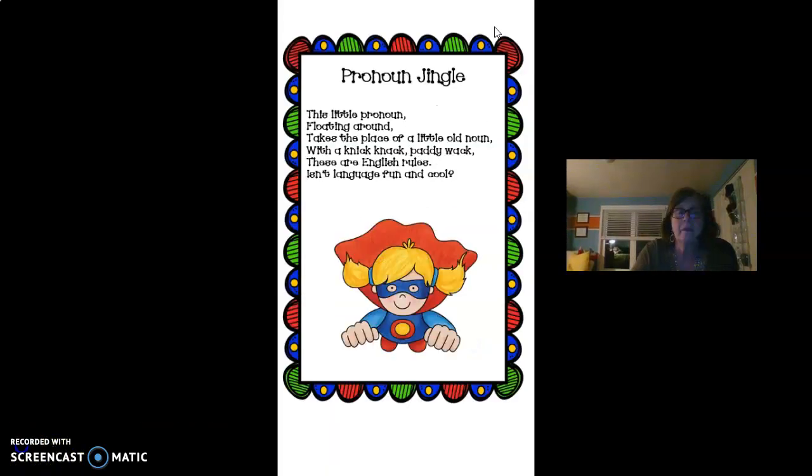Oh my goodness. This little pronoun floating around takes the place of a little old noun with a knick-knack, paddywhack. These are English rules. Isn't language fun and cruel?